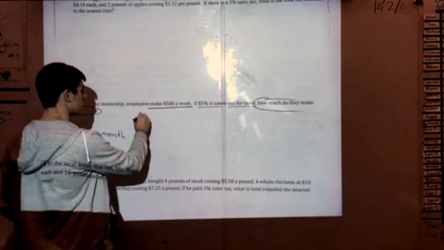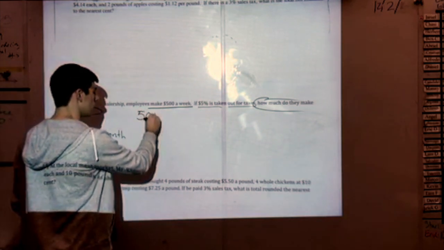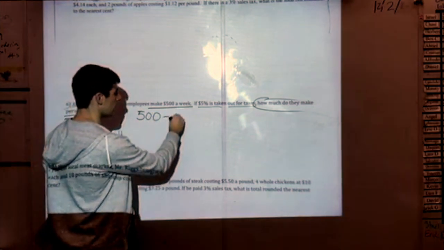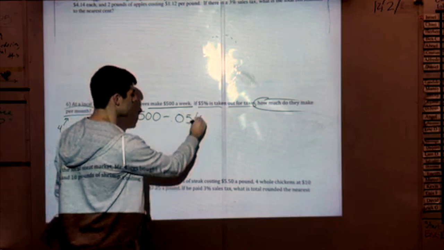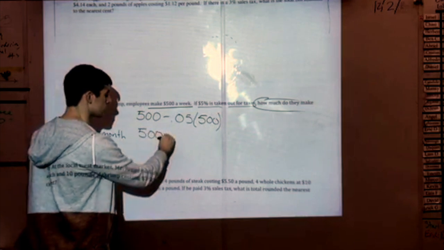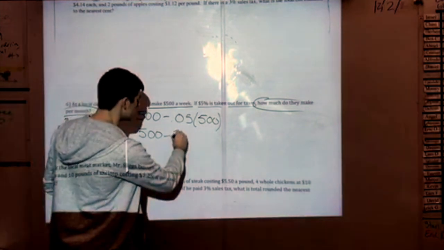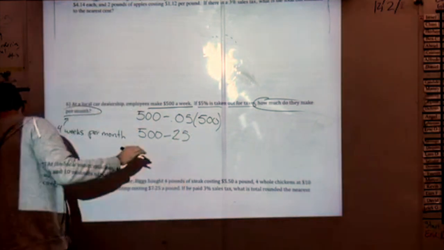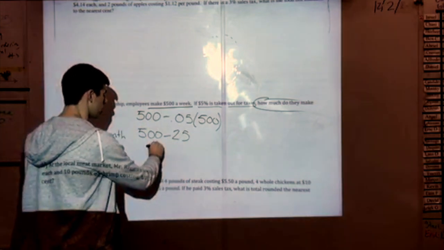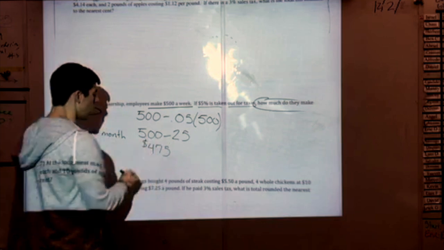So I'm going to start with this $500 value. This is the original cost. And we're going to subtract this tax value because it's money that's being taken away from us. So it's 500, I think it's $25, but I want to be sure. No, it's less than that. Oh, right. So that minus 25 represents how much money is being taken out of our paycheck. And this gives us $475 on a weekly basis.